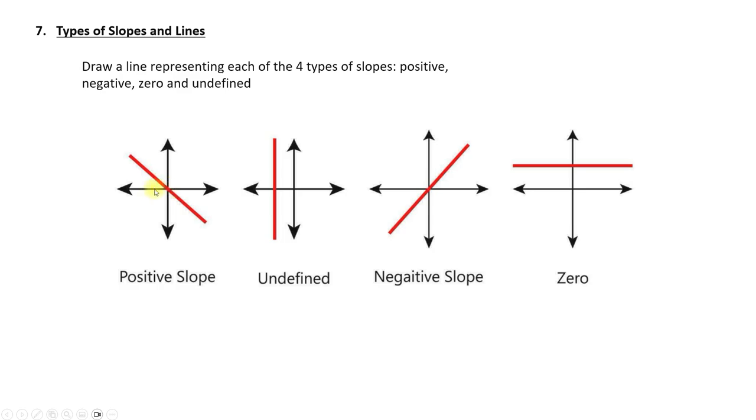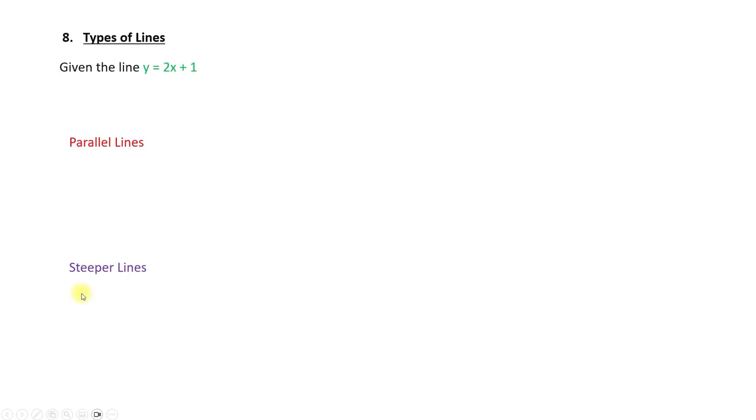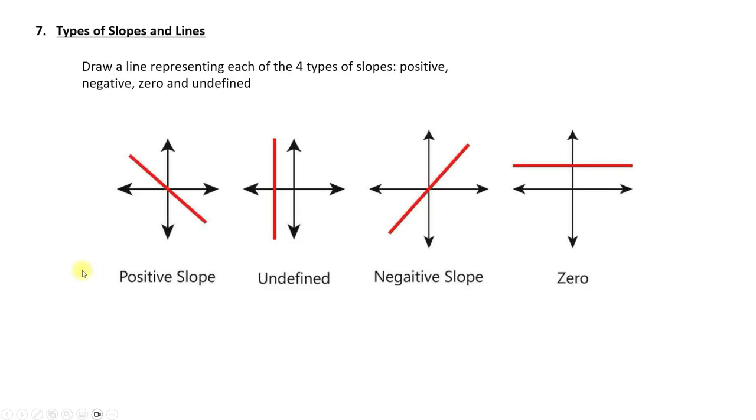So this is what a positive slope looks like. Actually, let me restate that. We're asked to identify which one is a positive slope, which one is undefined, which one is a negative slope, and which is 0. Well, our positive slope is this one right here. Our undefined slope is vertical right here. Our negative slope is over here. And our zero slope is right here.